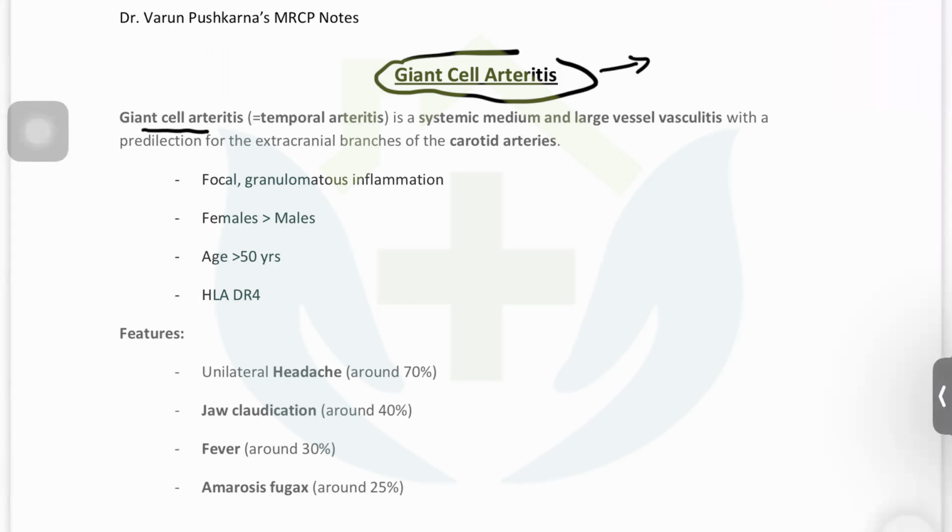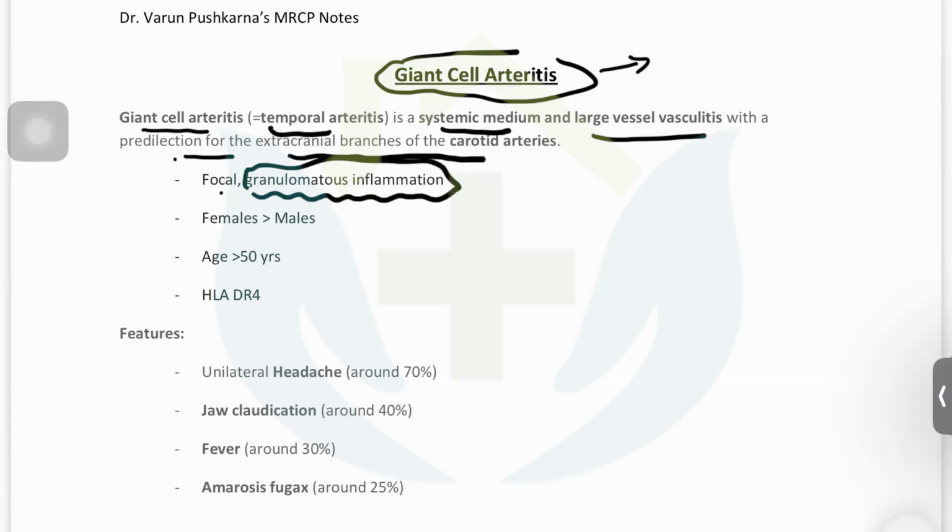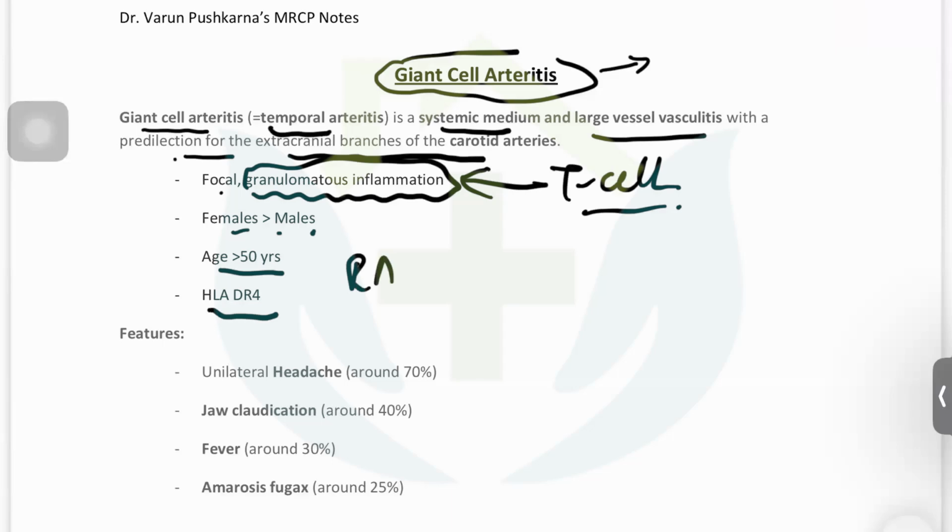So giant cell arteritis is usually seen as the pain in the temples of the head, that is the temporal arteries will be involved. It is a systemic medium and large vessel vasculitis with particular predilection for extracranial branches of the carotids, leading to focal and granulomatous inflammation. And when I say granulomatous inflammation, it is T cell associated. Remember this very clearly. Females are more involved, age more than 50, and HLA-DR4. So many times RA factor may be positive also.